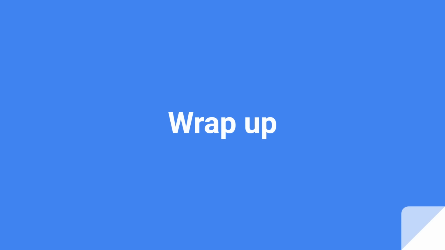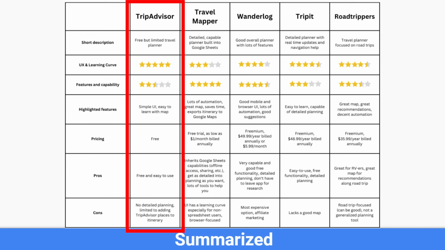Alright, let's summarize everything and briefly go over the pros and cons of each app. TripAdvisor's planner is free, easy to use, but lacks key travel planning features like adding custom locations to the map, like airports and Airbnbs. You can add notes, but you can't categorize anything or add hyperlinks.